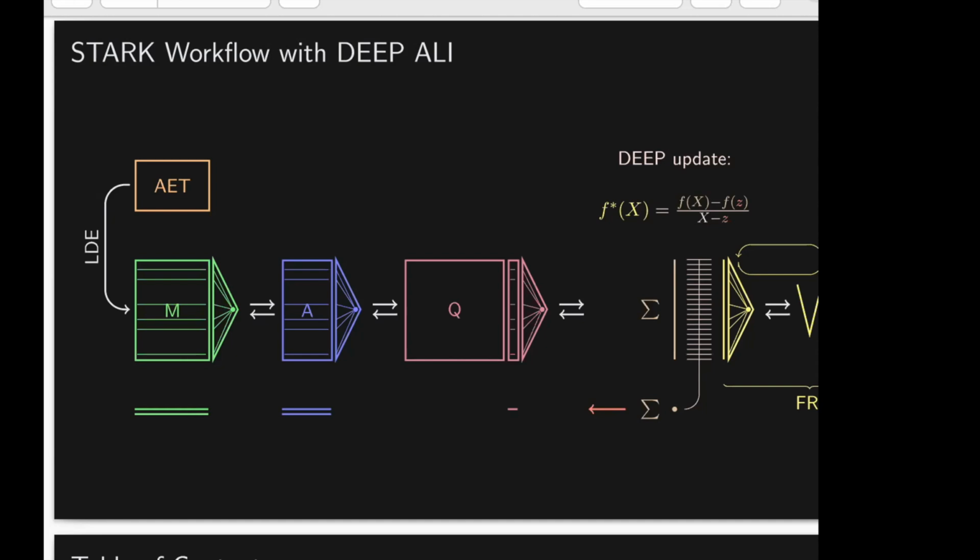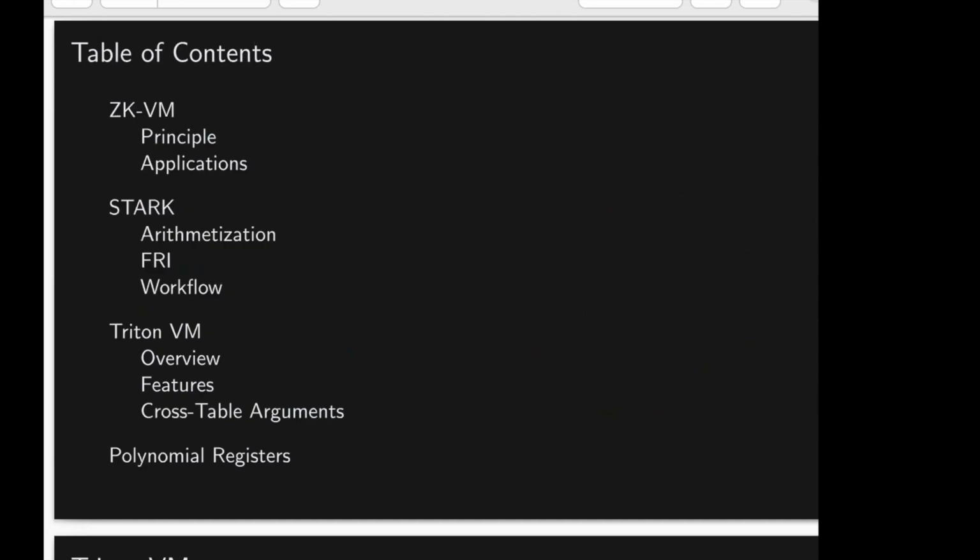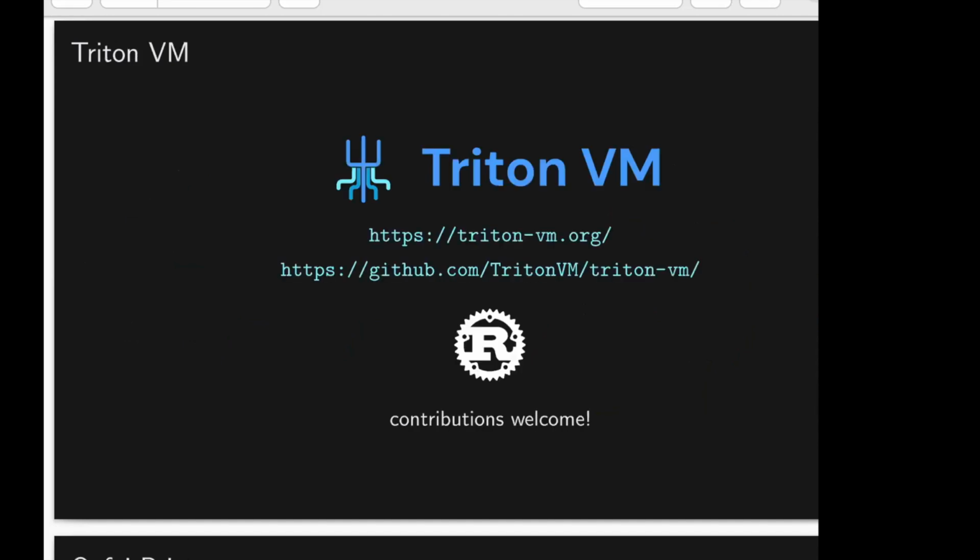All right, that was STARKs. Now let's look at Triton-VM. Triton-VM is an open source project where we're happy to receive contributions. If you like Rust, you'll love Triton-VM. We have a website and a repository on GitHub.